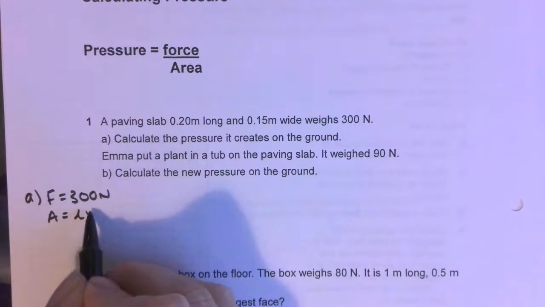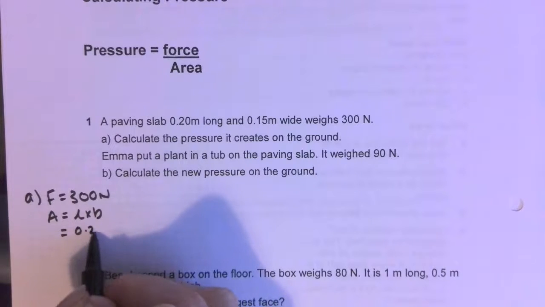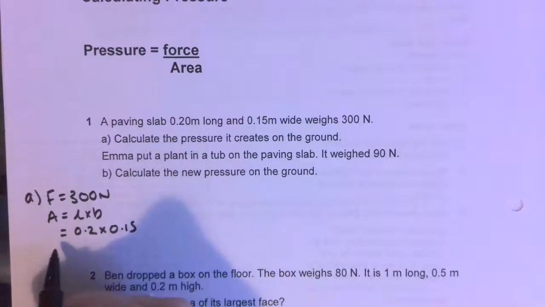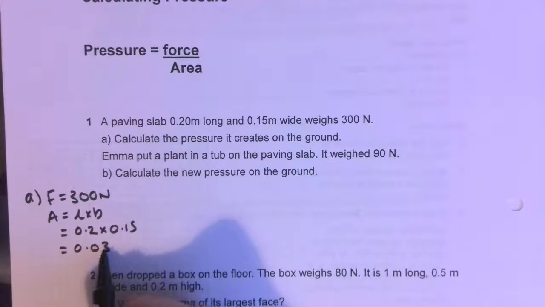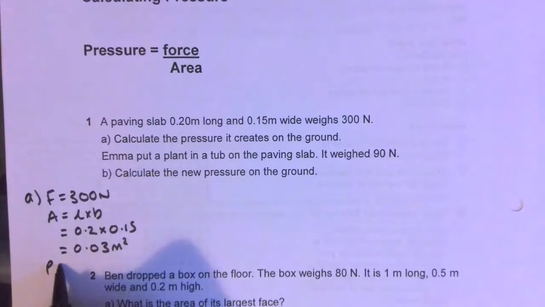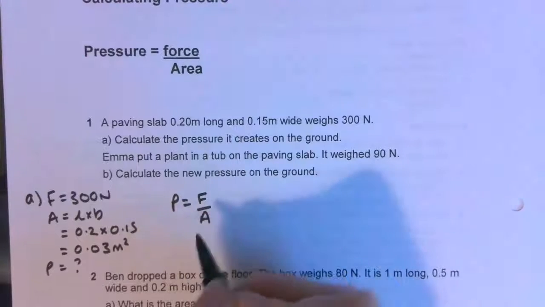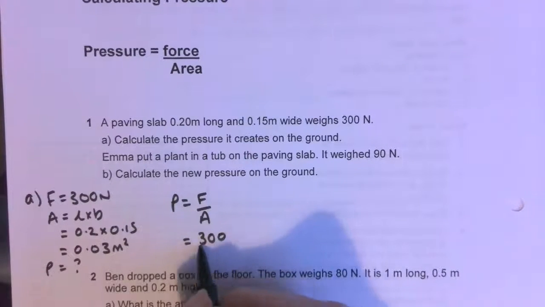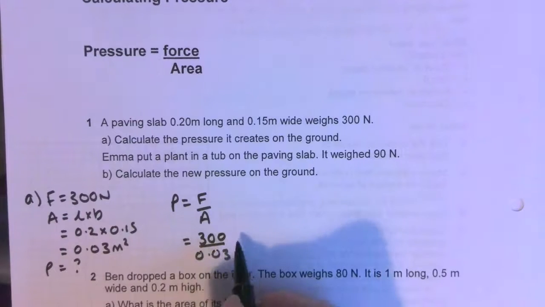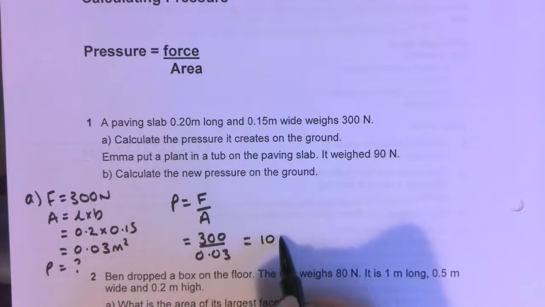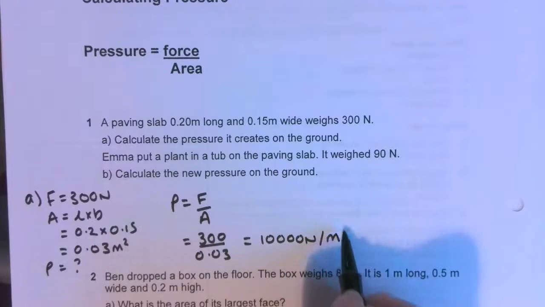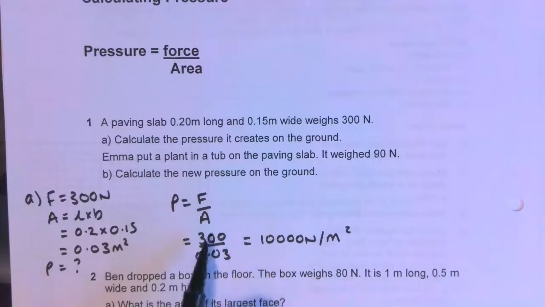So the area is length times breadth, which is 0.2 multiplied by 0.15. That gets us 0.03 meters squared. And then we can calculate the pressure. So pressure equals force divided by area. The force is 300 and the area is 0.03. That gets 10,000 newtons per meter squared. And I knew this unit because I've divided newtons by area in meters squared.